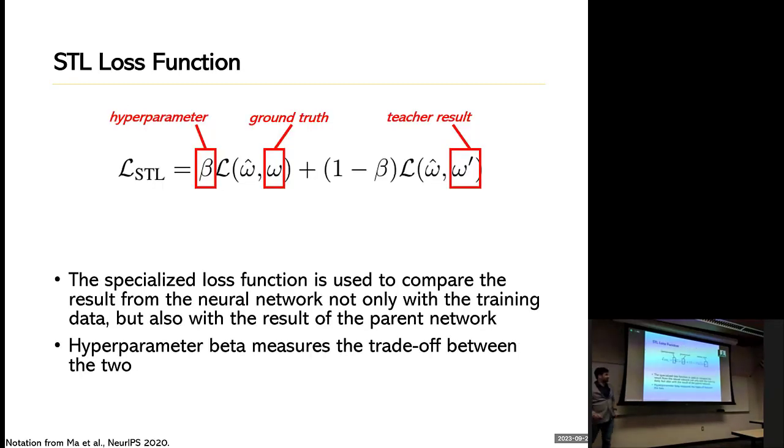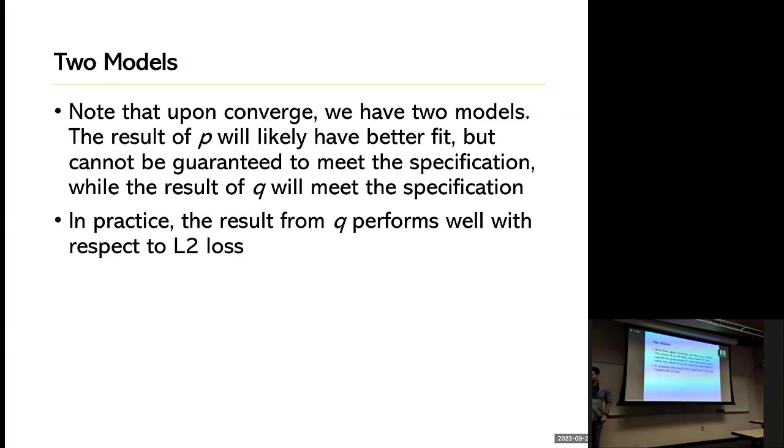And so this is that loss function I told you about. You have hyperparameter beta. It's a number between 0 and 1. This is your standard loss. And this is a comparison between the teacher results and the student, which is weighted with 1 minus beta. So what's interesting is you get two results. You get the student result, which is going to more accurately represent the data. But you'll get the teacher result, which is guaranteed to meet all the constraints.